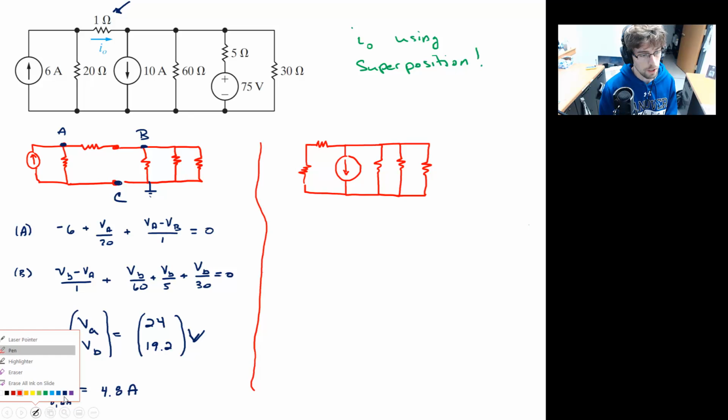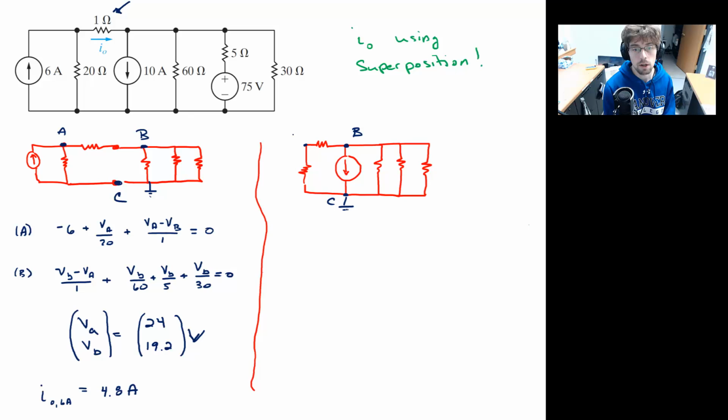So let's go ahead. I'll do node voltage again. Now we notice that because that 6 amp source is deactivated, we do not have that node right here at the corner again. That was node A in the previous analysis. That is no longer an essential node. So all we have are 2 essential nodes, say node B and node C. I'll go ahead and ground.